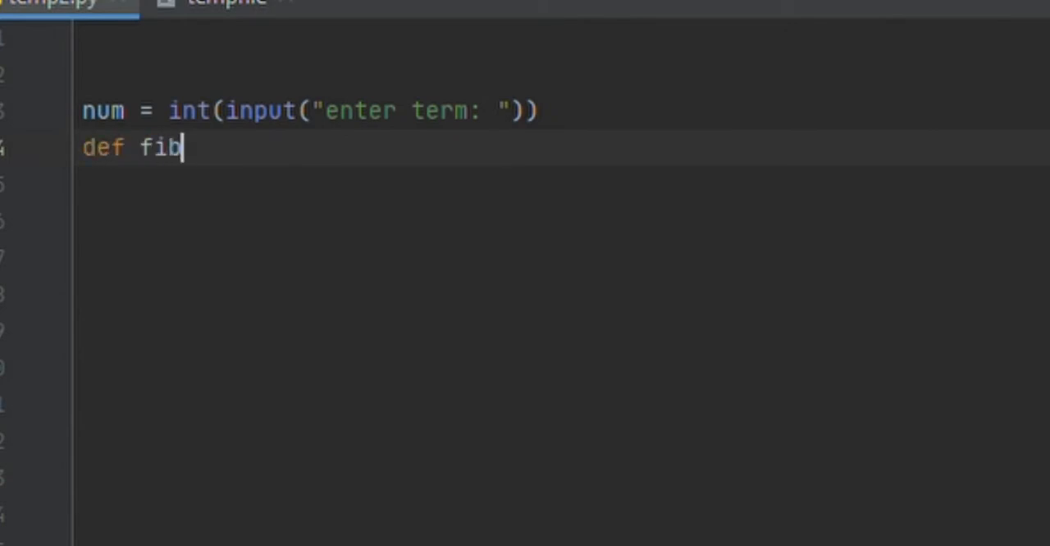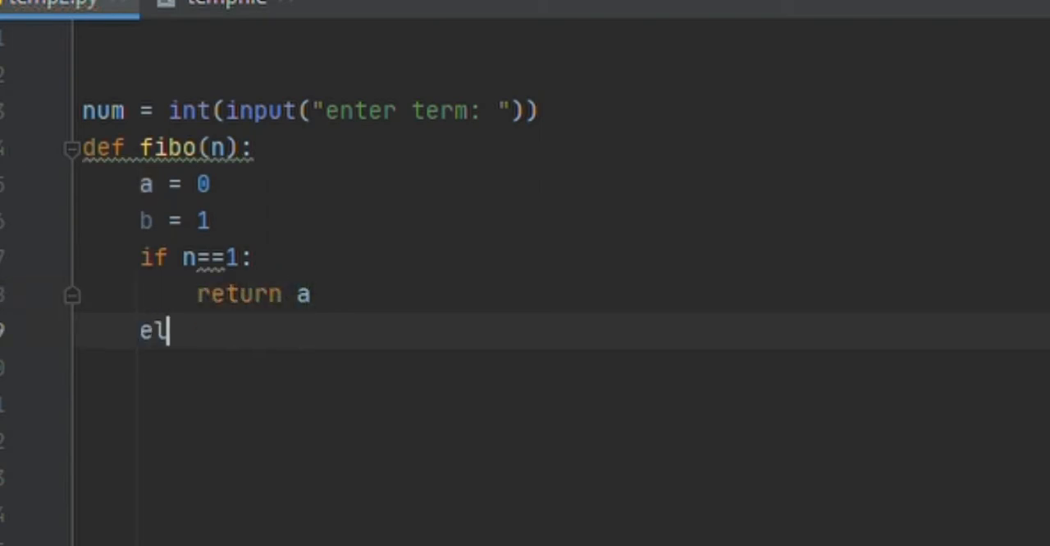def fibo(n): So first term is 0, so a is equal to 0 and b is equal to 1. So if n is equivalent to 1, so the first term is 0, so return a. If n is equivalent to 2, second term is 1, so return b.